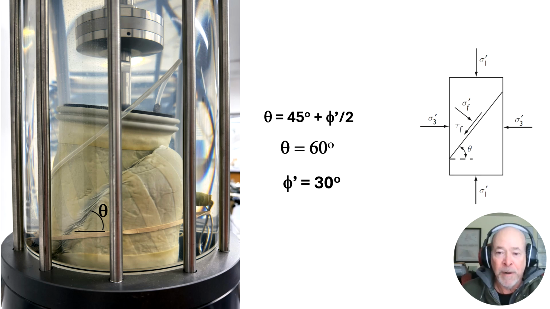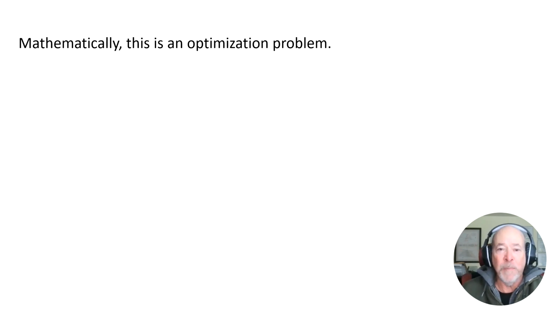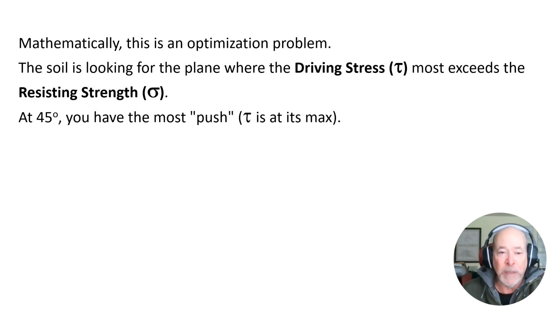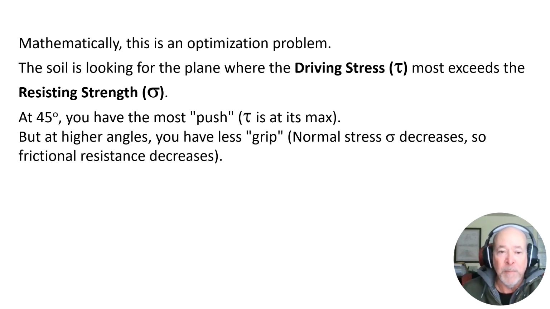Just coming back to our triaxial test illustration, we can see that theta angle there. That's the same one. So what is that? Well, mathematically, it's an optimization problem. The soil is looking for the plane where the driving stress most exceeds the resisting stress or strength. And at 45 degrees, you have the most push. Tau is at its maximum. But at higher angles, you get less grip.